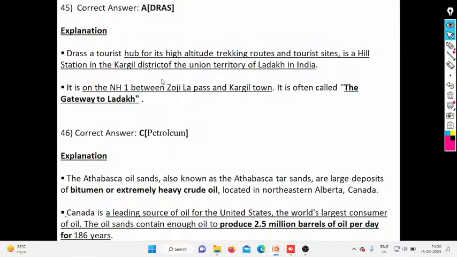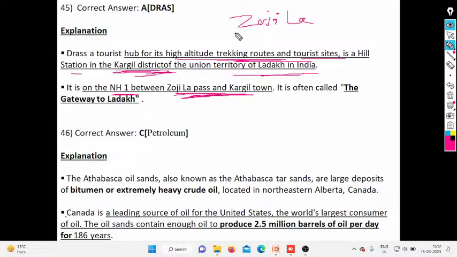Dras, a tourist hub for its high altitude, particularly trekking routes and tourist sites, is a hill station in Kargil district of UT of Ladakh in India. It is on NH1 between Zojila Pass and Kargil town. It is often called the gateway to Ladakh.